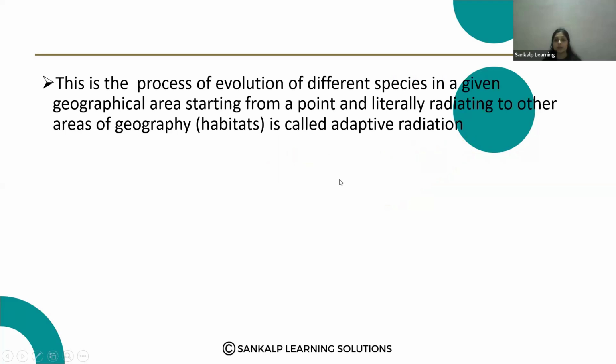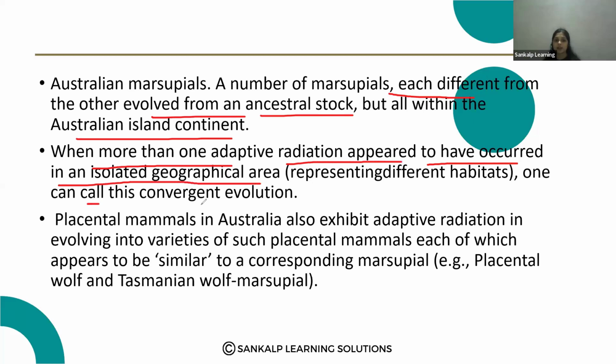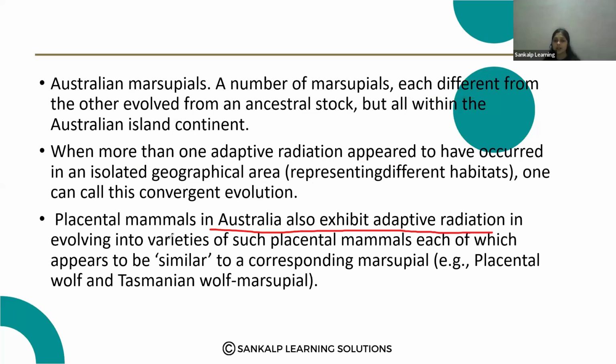So what is adaptive radiation, that you have to write. Here, in Australian marsupials, a number of marsupials, each different from the other, evolved from the ancestral stock, but all within the Australian island. When more than one adaptive radiation appears to have occurred in an isolated geographical area, one can call this convergent evolution.